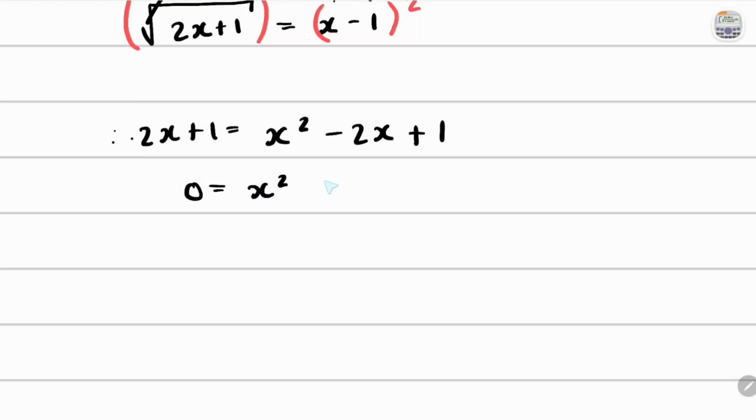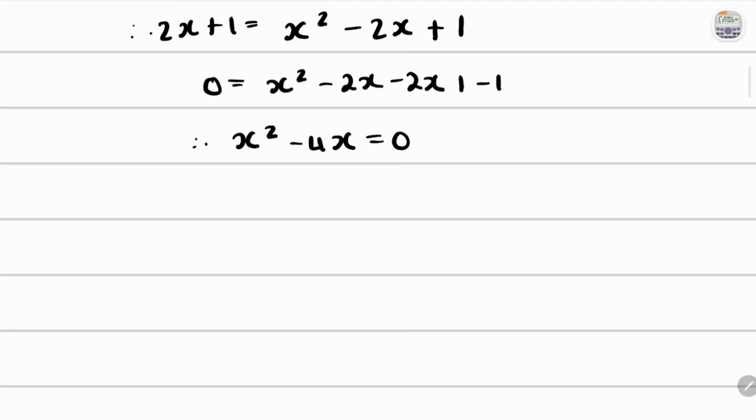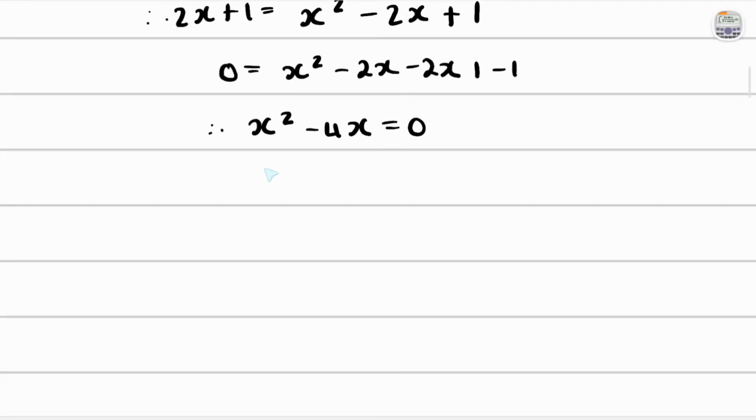So x squared minus 2x, and that comes over and also becomes a minus 2x. And then 1 and minus 1 cancel. So all you're left with here is x squared minus 4x is equal to 0. Just writing it like that. So we have a quadratic equation, but it's a binomial. And you can see that in the first and the second term, we have a common factor of x.